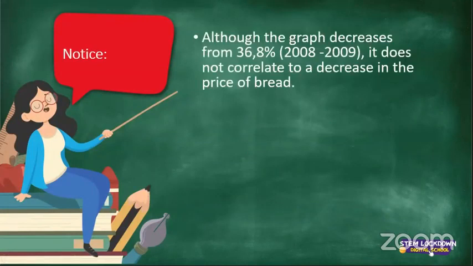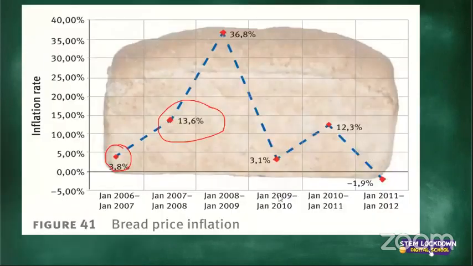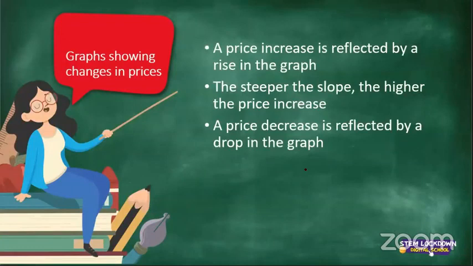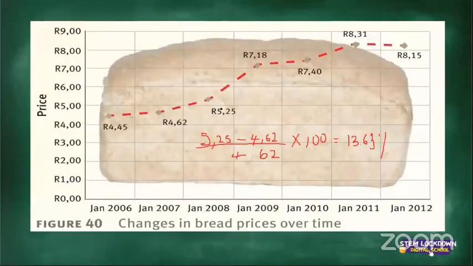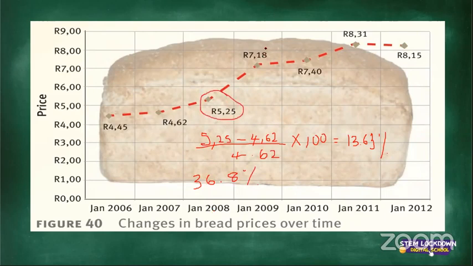What do we notice about these two? Now we are comparing. Although the graph is decreasing from 36.8%, which we are talking about for the year 2008 to 2009, it does not correlate to a decrease in the price of bread. Let's look at 2008 to 2009 here. It's 36.8%. That was the inflation rate from January 2008 to 2009.